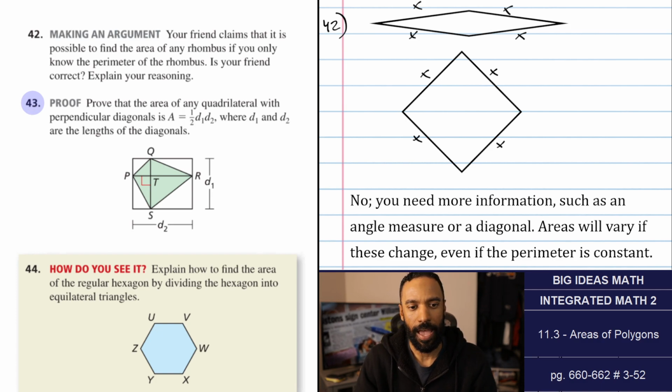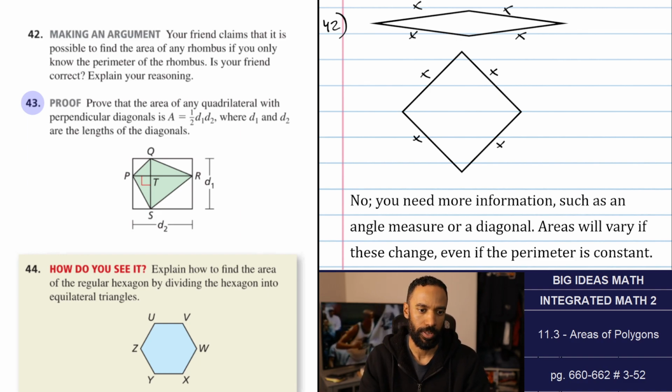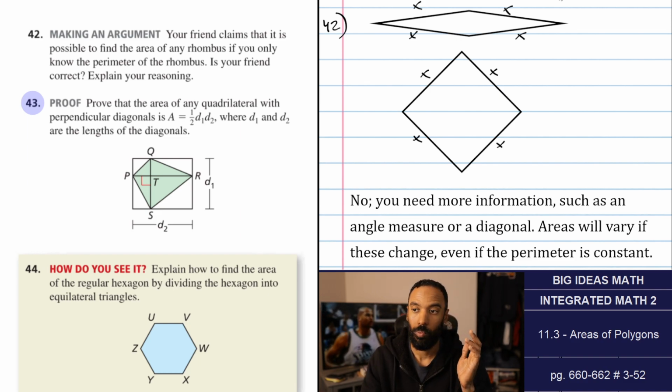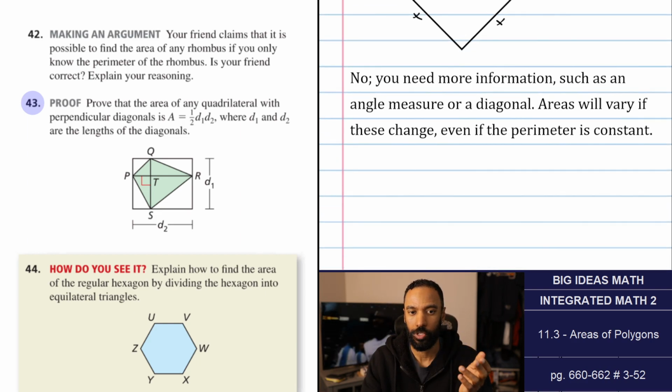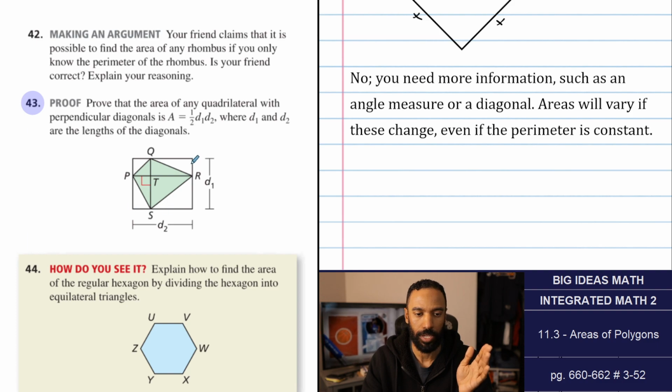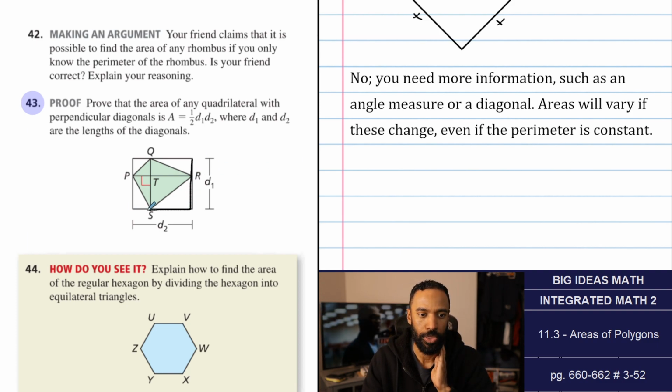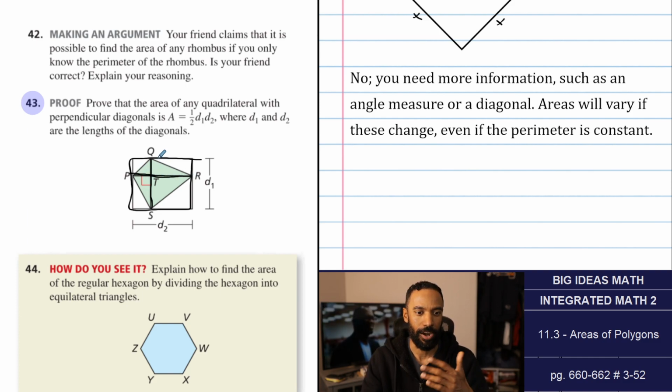Prove that the area of any quadrilateral with perpendicular diagonals is A equals 1/2 D1 times D2, where D1 and D2 are the lengths of the diagonals. Well, I don't know if this was a purposeful drawing with that rectangle around it. The way that I would always say is that the area of this whole thing is D1 times D2, and when you break this up into their little quadrant sections, each of them is half of those areas. So this is half of the area of that whole thing.